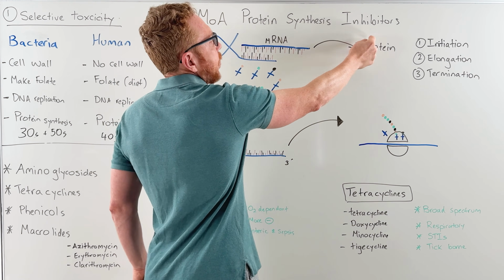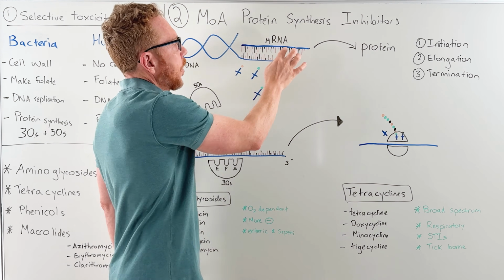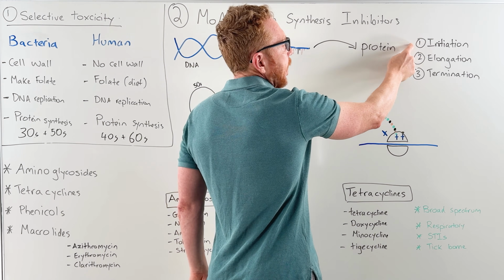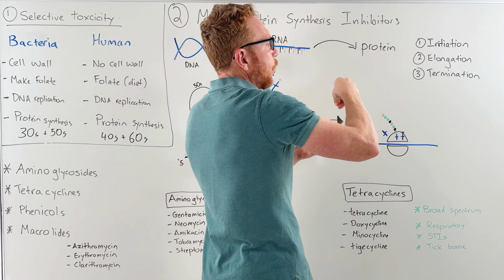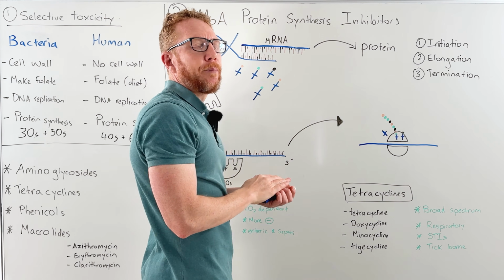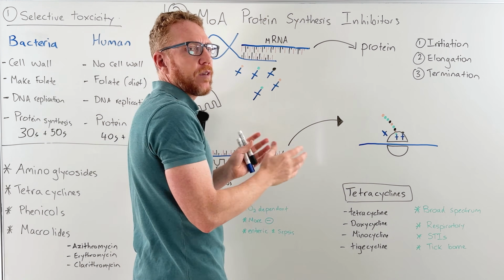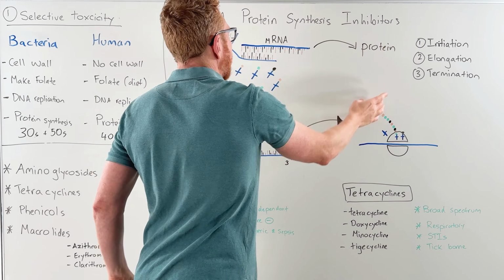For this process to happen, and this is the crux of today, going from mRNA into a protein, there are three main steps. There's the initiation, the elongation, which means the lengthening of the peptide chain, which becomes the protein, and then the termination of that process. Let's have a look at those three steps now.